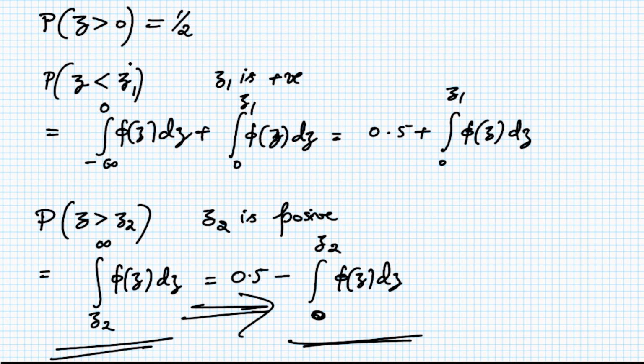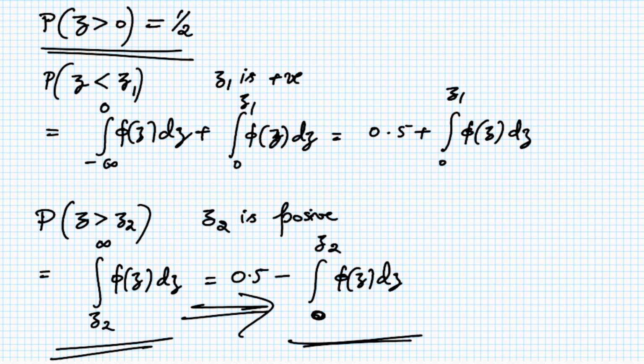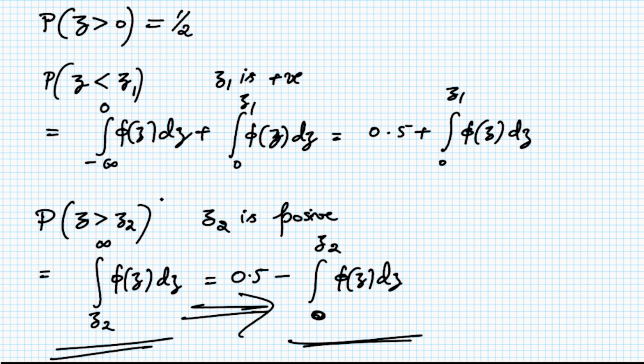All right, then we had discussed a few more points. Let's quickly go through that. The probability that z is greater than 0 is half, because z greater than 0 is on the right side, and the right side has a probability of 50%, so that is half. Then, z less than z1. I want to calculate the probability that z is less than z1, where z1 is positive.